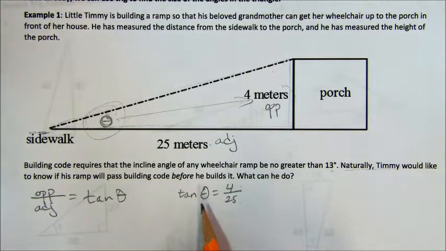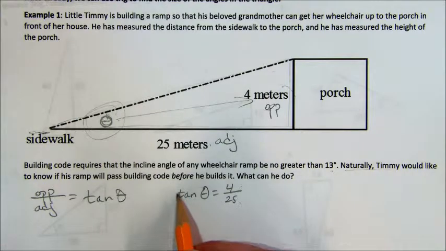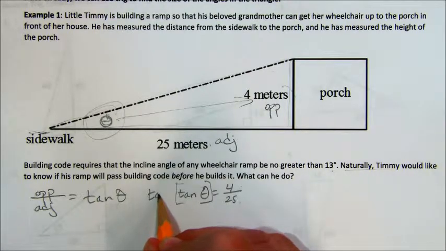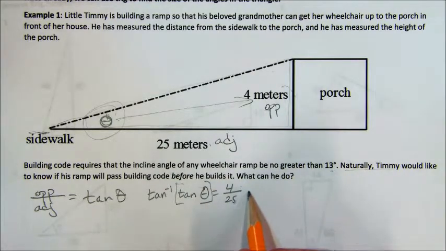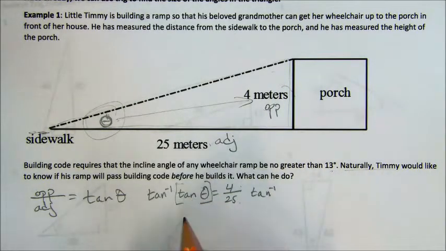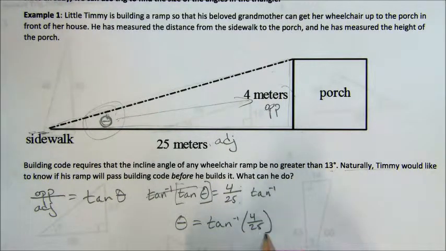What I want to know is what this angle is. To bust this theta out of the tan function, I'm going to apply the tan inverse function, which we usually write as tan to the negative 1. I do tan negative 1 to this side as well. These cancel out because they're inverse functions, so I end up with theta on this side and tan negative 1 of 4 over 25 on the other.